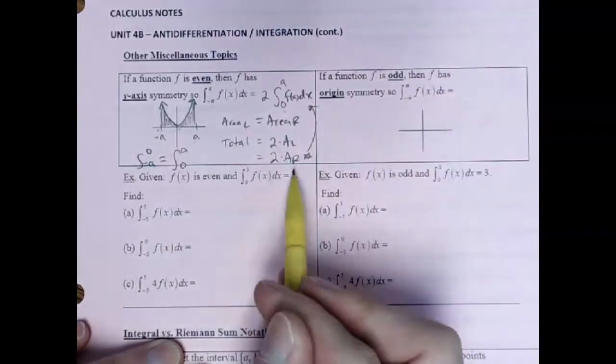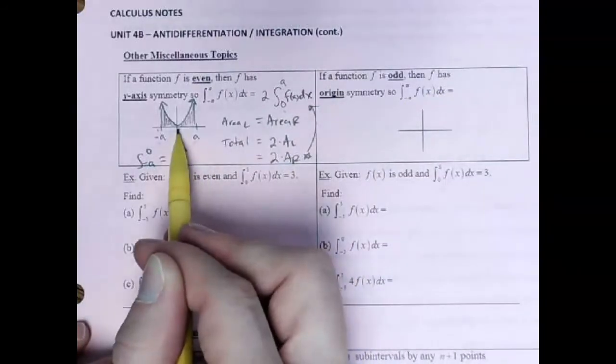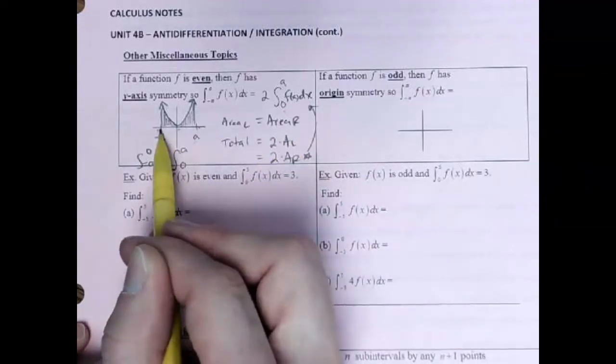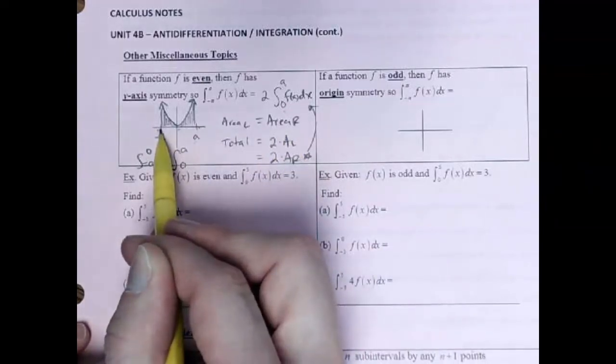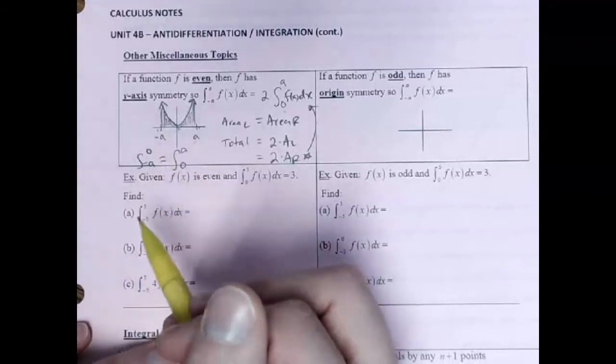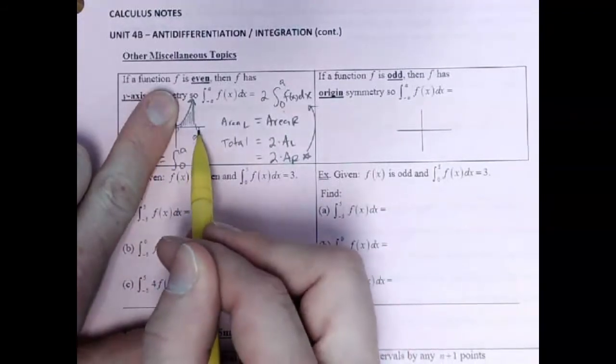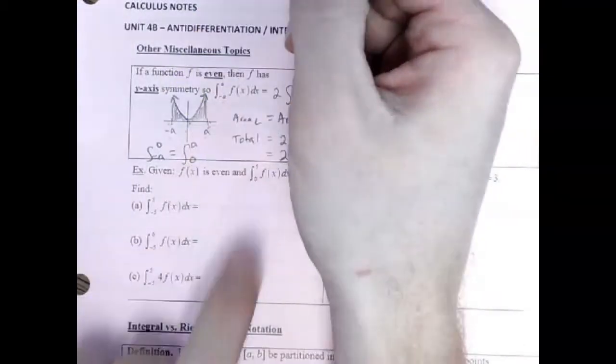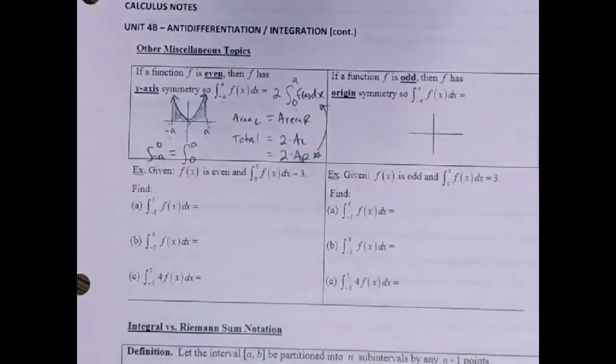I would use the area on the right, because the lower limit is 0 and the upper one is a positive number. If you do the left, the lower one is a negative number and the upper one's 0. It's just a little bit easier to plug in the positive number and 0 than the negative number and 0. But the idea is, if it's even, then you could split it up. The left side and the right side match. So if you know the value of one of the sides, you can just double it to get the total.